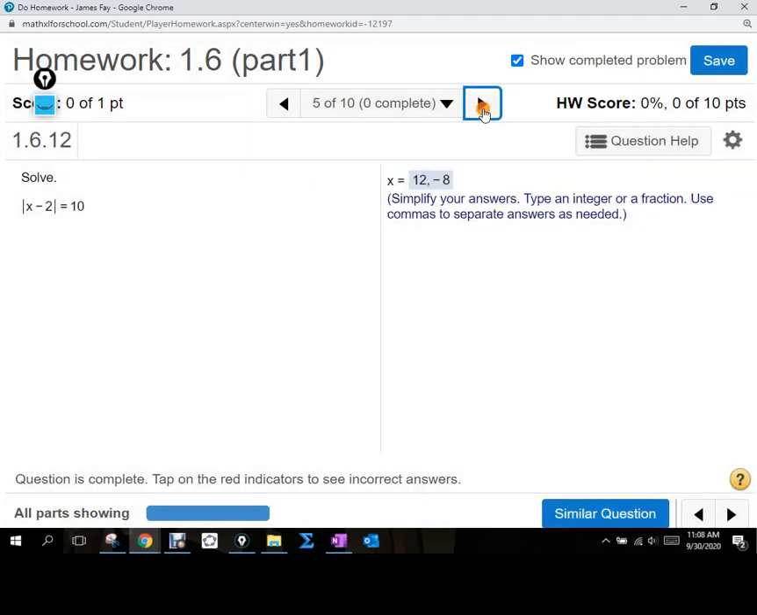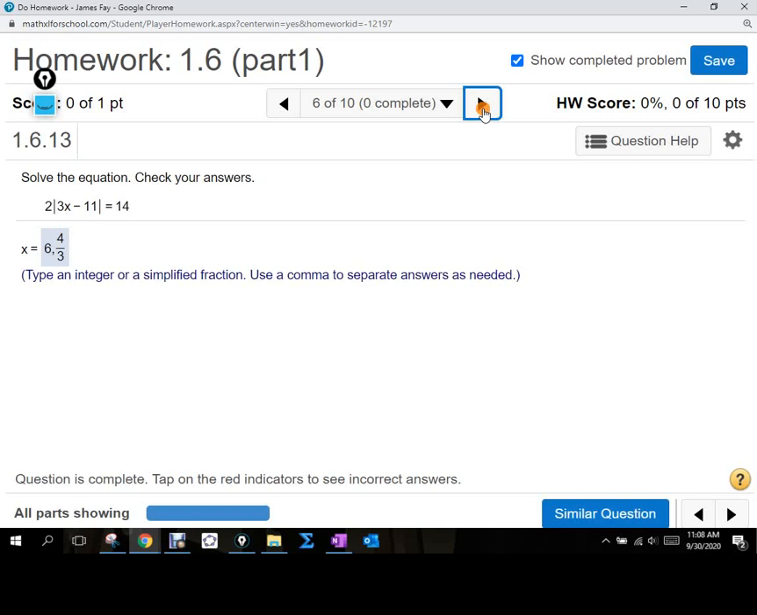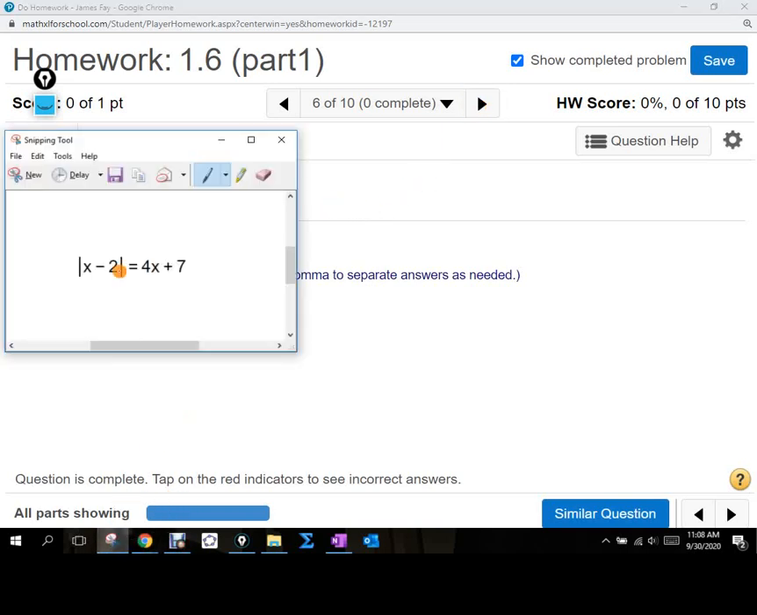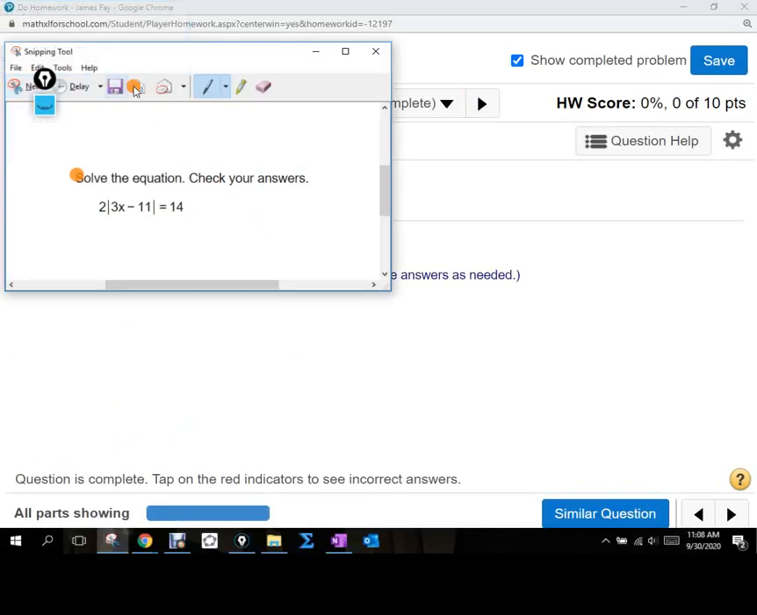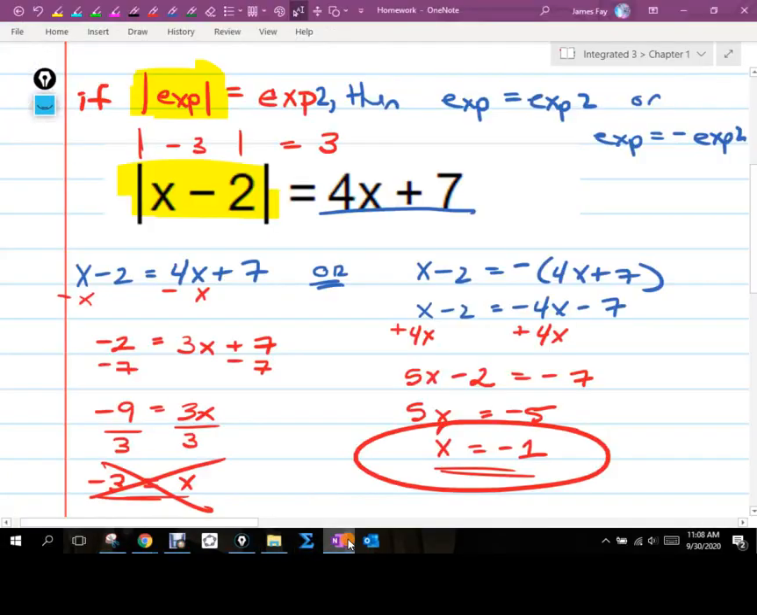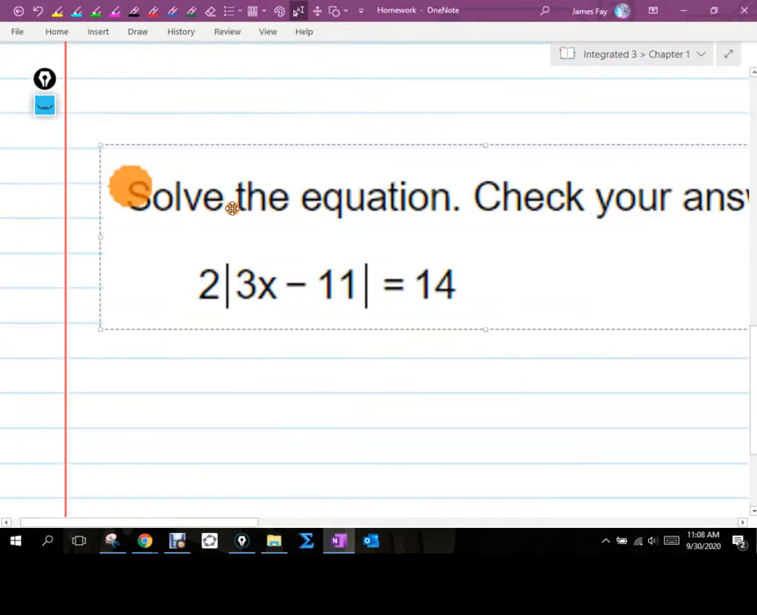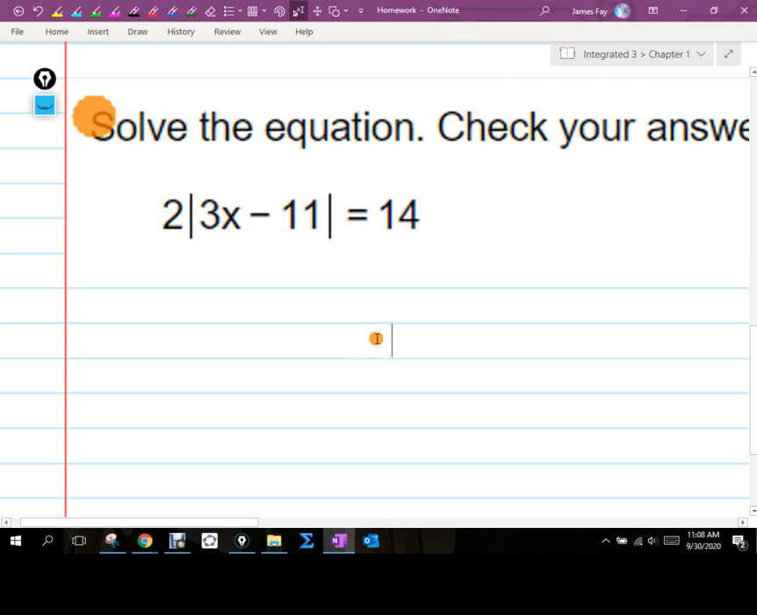Like some of these, let's see if I can get to one like these. Okay, so let's cut this one out because same instructions: type an integer or a fraction as needed. And basically all that means is don't type decimals. If you go through the work and fractions show up, do not go any further with your calculator or anything. Just leave it as the fraction that you get.